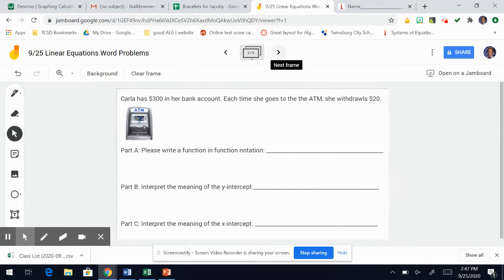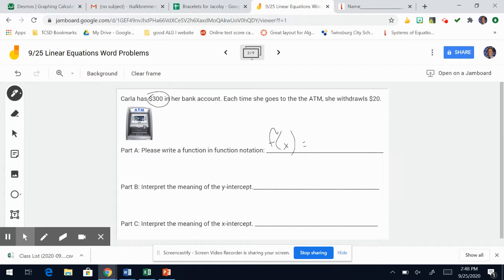Carla has $300 in her bank account. Each time she goes to the ATM, she withdraws $20. Please write a function in function notation. So what do we need to do? Function notation is that f of x. And you guys are already pretty good at doing this, making the story problem make sense.